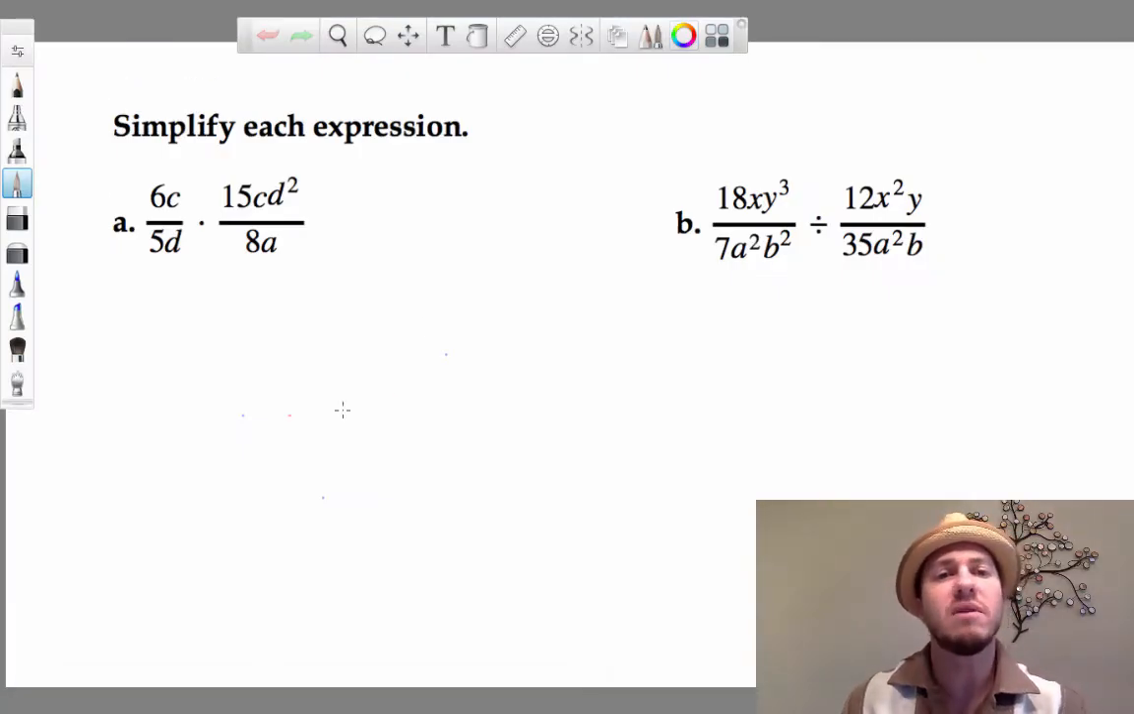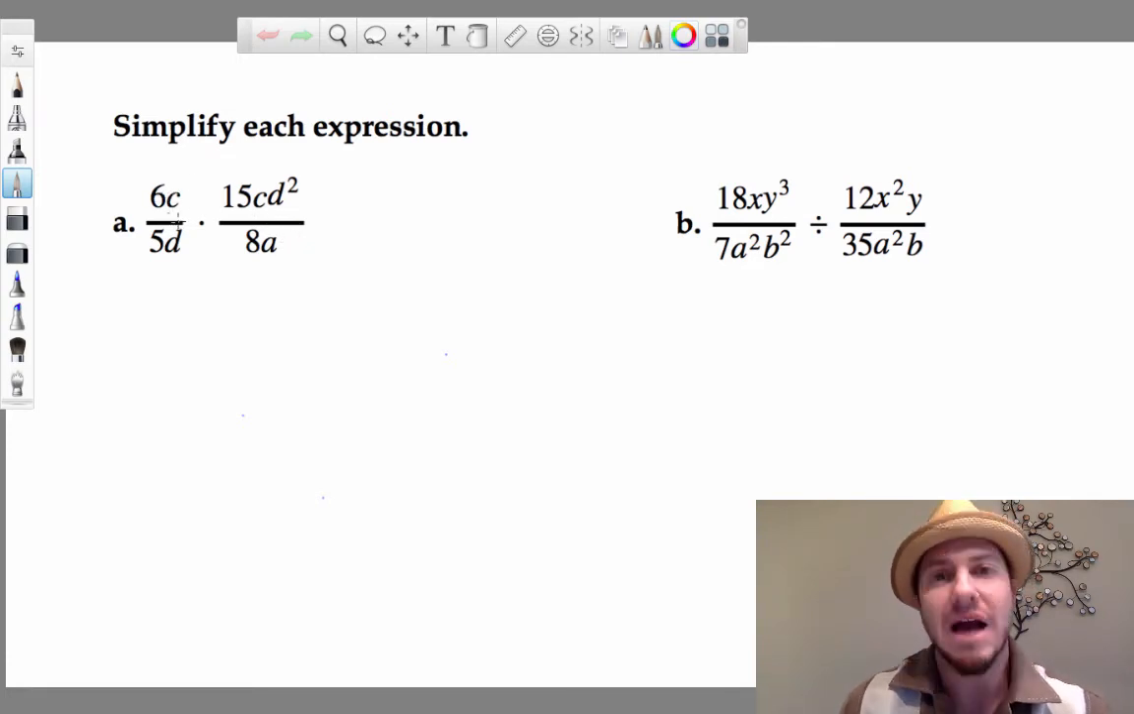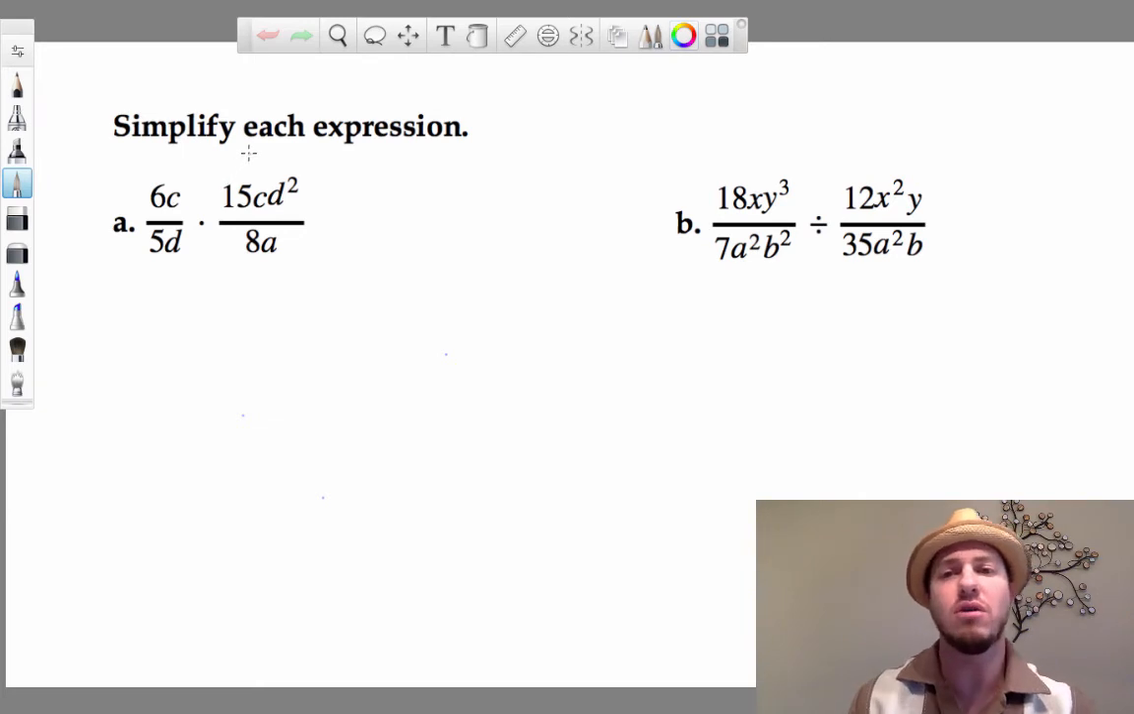So here we're simplifying these expressions, and there are two rational expressions being multiplied. But notice for these two types, they're all monomials. There's no binomial or trinomials in it. We've done this before. You're just simplifying. You can cross cancel, you can multiply straight across and then simplify. I'll do it both ways.